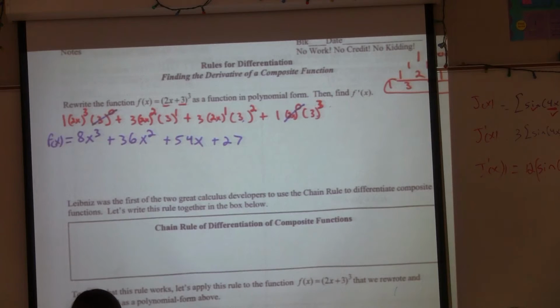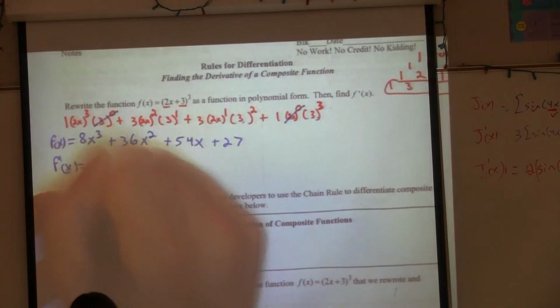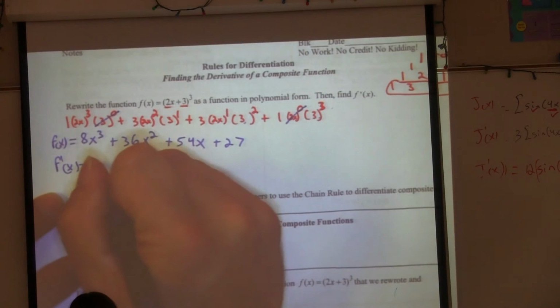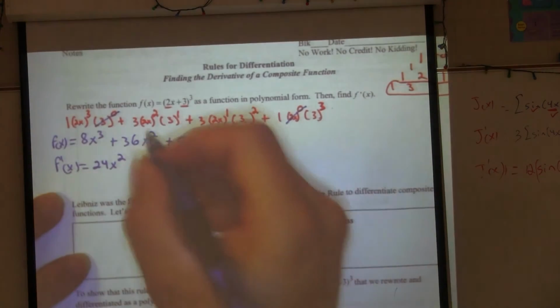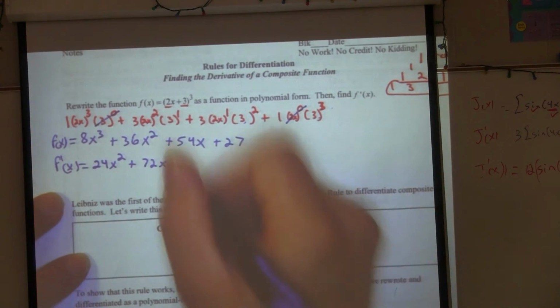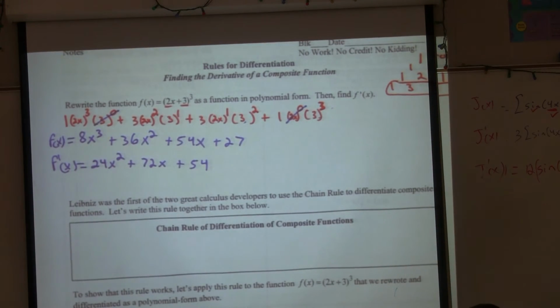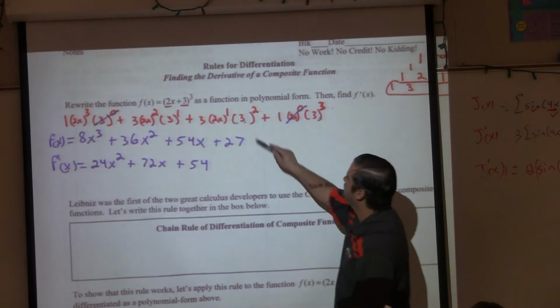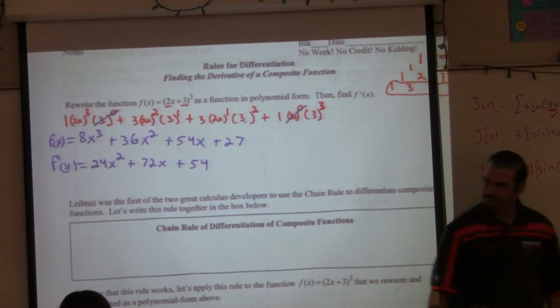Good? So now we have it expanded, now we can get its derivative. So what would the derivative be? 24x squared plus 72x plus 54. Yeah, we did the square, so 3 squared is 9, times 3 is 27. Good?